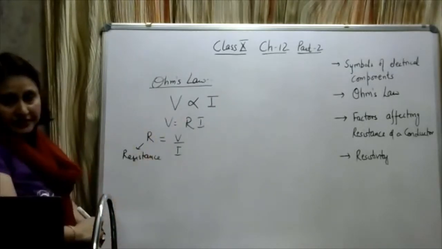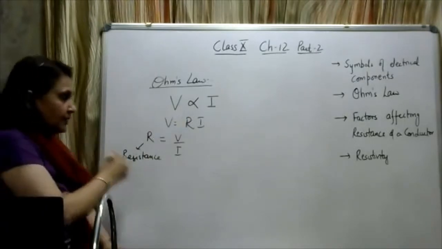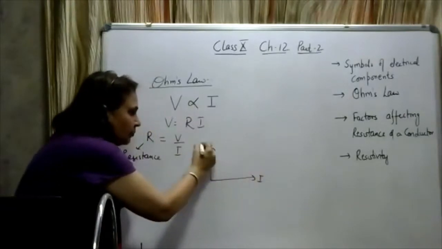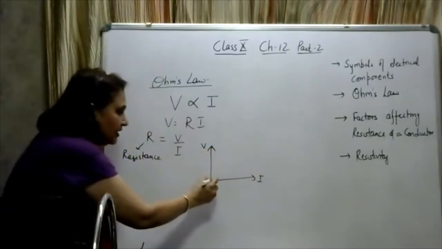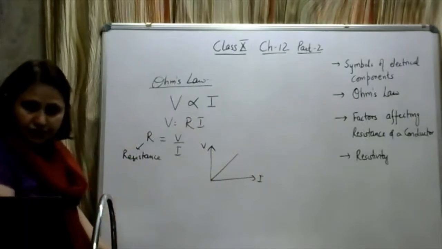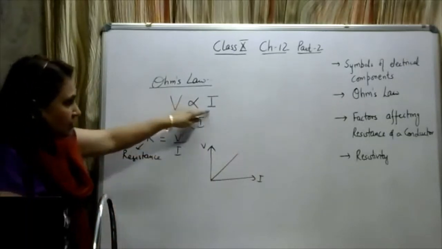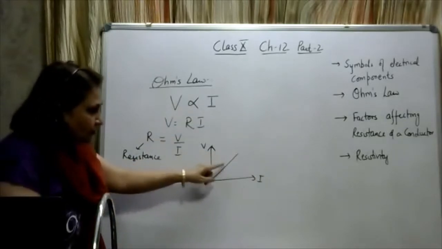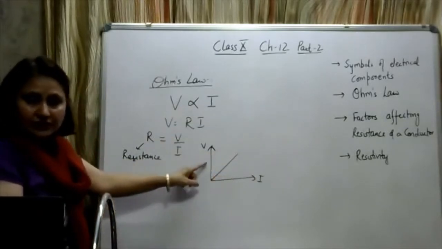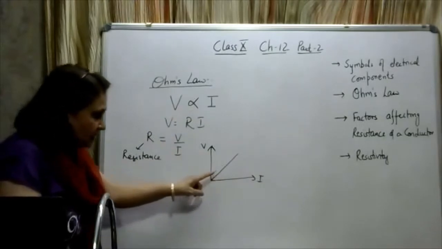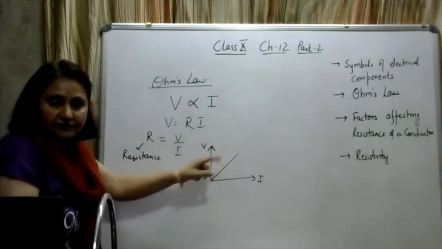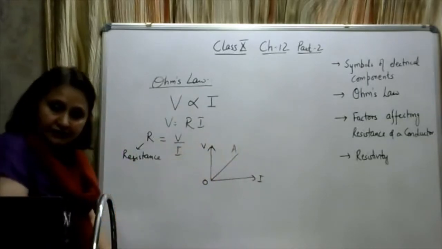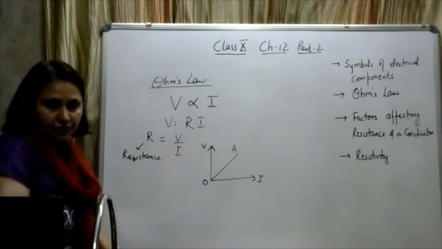Since V is directly proportional to I, how will the graph between V and I look? The graph between the potential difference and current will be a straight line passing through the origin. Any two physical quantities that are directly proportional give this shape of graph. So the graph between V and I is as shown: a straight line OA, having some slope, passing through the origin.